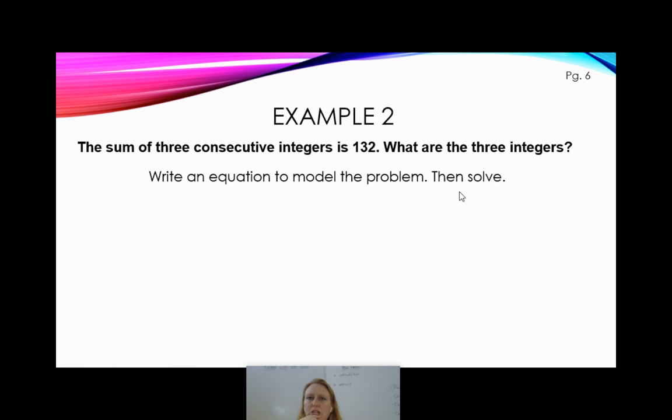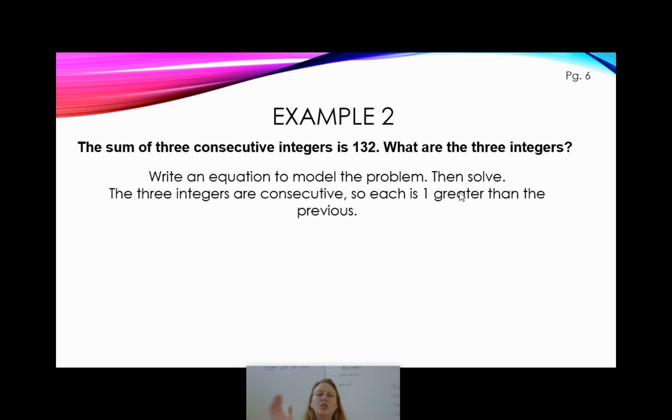So if that's the case, let me just give this some thought. I want to write an equation to model the problem and then solve it, right? So the three integers are consecutive. So that means that each is one greater than the previous number. So if there's three consecutive integers, if the first integer is x, well, then the next one will be one more than that, right? Because it's the very next number. So it'd be x plus 1. And that means the next number would be one more than that one. So the next number would be x plus 2.